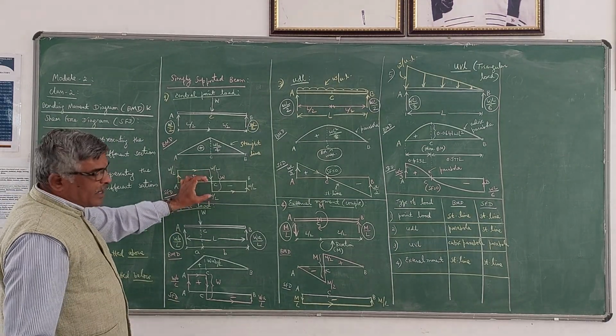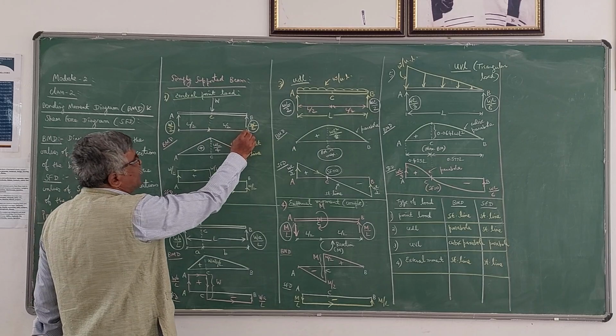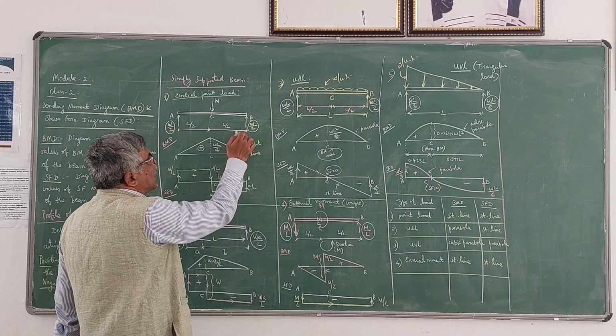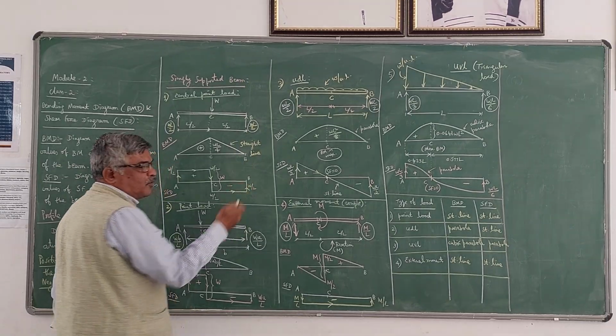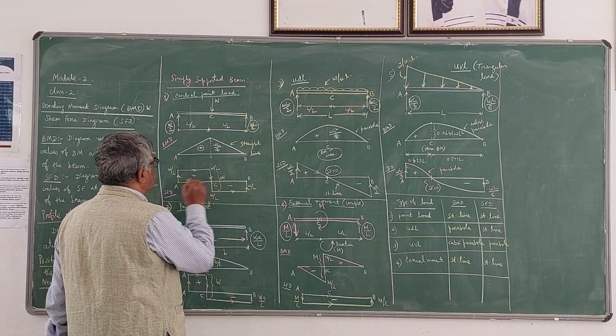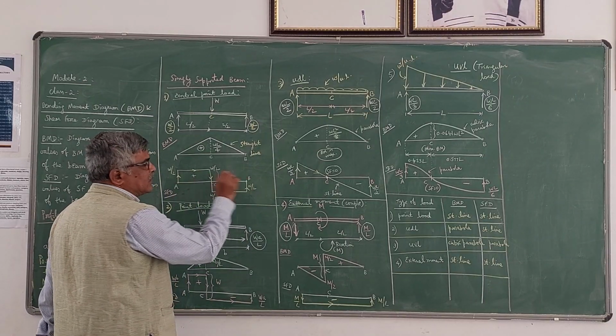That is negative side. So then from C to B, there is no force, therefore shear force remains constant. Then at B you have an upward force W by 2. So finally it joins here. So it starts from point A, ends at point B.